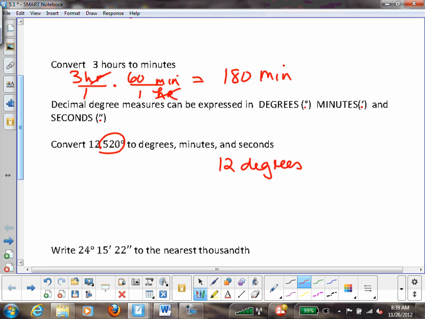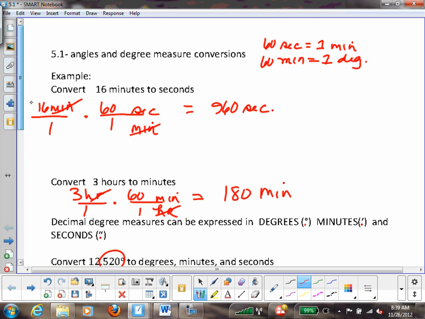So what we do is we take 0.520, this is still in degrees, and we convert it to which one first? Minutes. And what is the conversion from degrees to minutes? 60. So we're going to multiply by 60 minutes over 1 degree. We'll get your calculator out, because we talked about it up here. 60 minutes equals 1 degree.